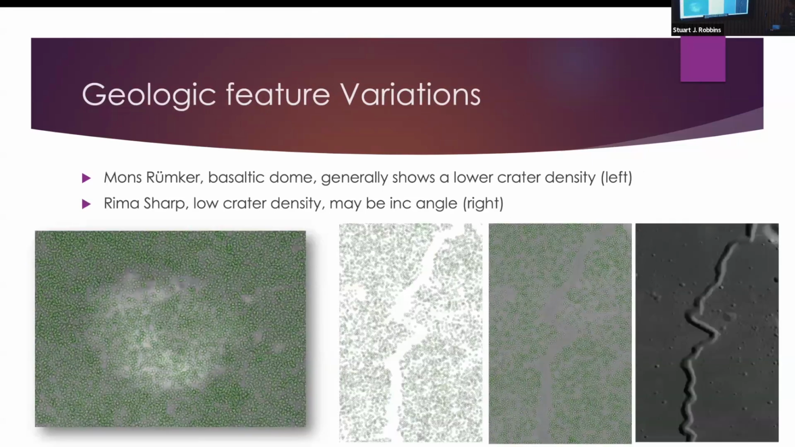Other things we can do with this large crater database is just do feature identification. Here's Mons Rümker. It's a basaltic dome, so basically the same material as the surrounding lava flows, but it does show a lower crater density.